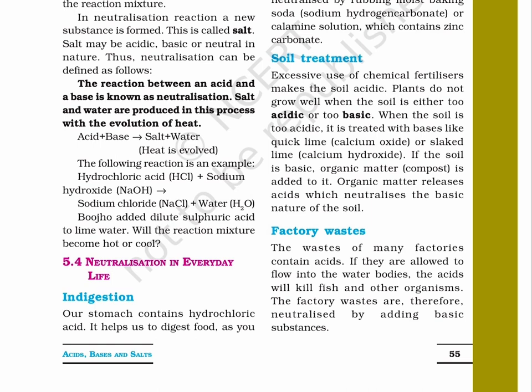If the soil is basic, organic matter or compost is added to it. Organic matter releases acids, which neutralize the basic nature of the soil.